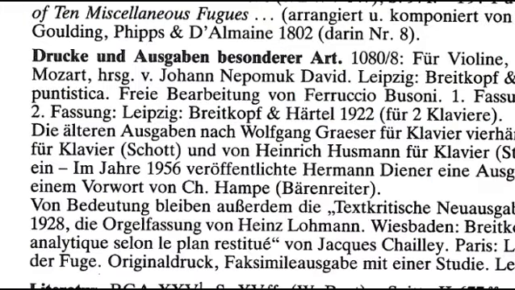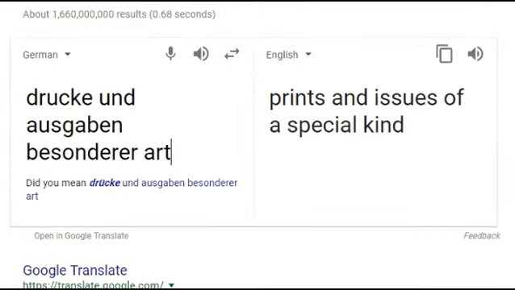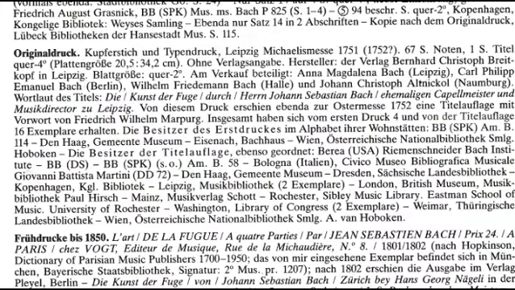And Drucke und Ausgaben besonderer Art means roughly special editions. These sections not only describe various editions in detail, but tell us where rare surviving copies can be found. Here we can identify 3 locations in the United States with copies of the first edition of the Art of Fugue.